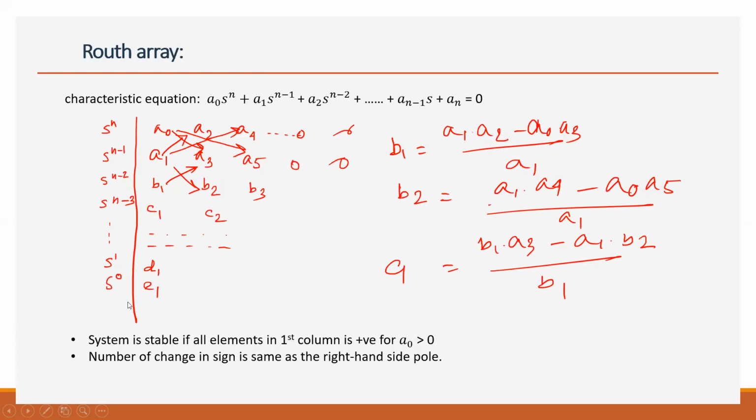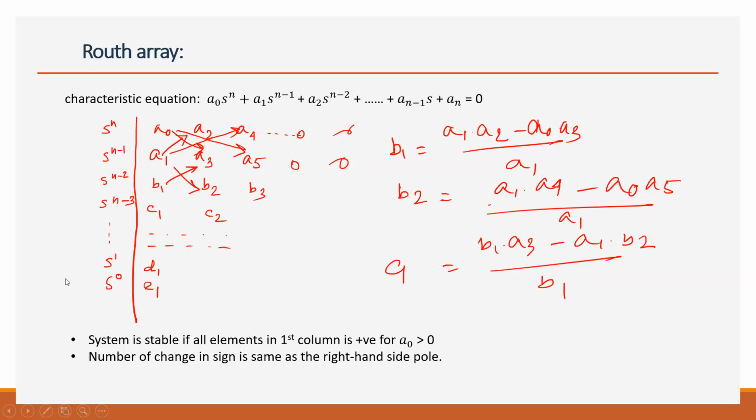Before moving into that, I should not forget the stability conditions. System stability is concluded just by looking at the first column, assuming A0 is positive, which you can make just by multiplying the entire equation by -1. Even if you have a negative component to start with, you can multiply by -1 and make it positive. Then if everything in the first column is positive, your system is stable, guaranteed.